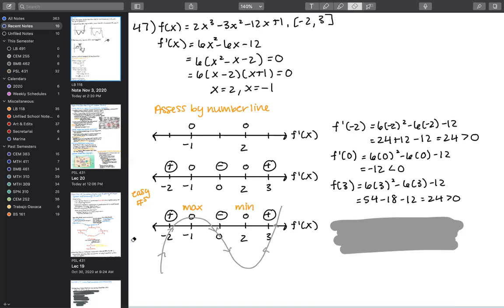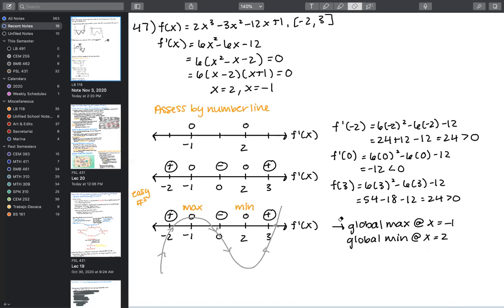And you wouldn't be expected to draw this doodle up. An acceptable final answer is just to say global max at x is equal to -1, global min at x is equal to 2. Any questions on this one?